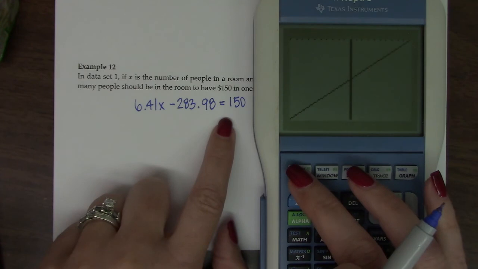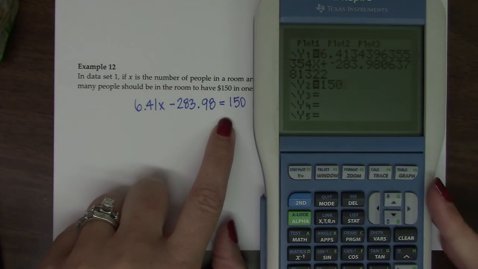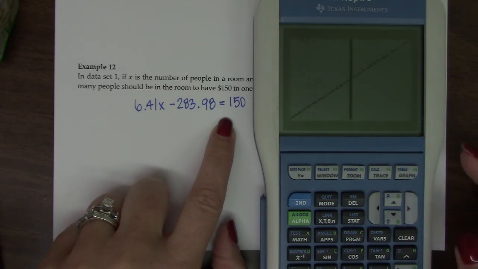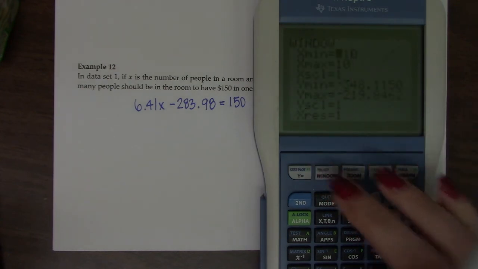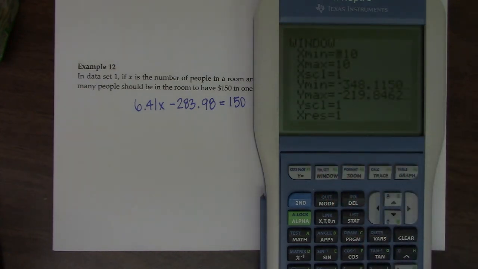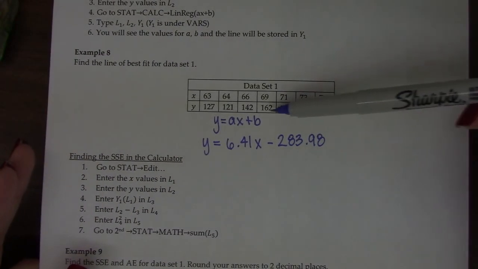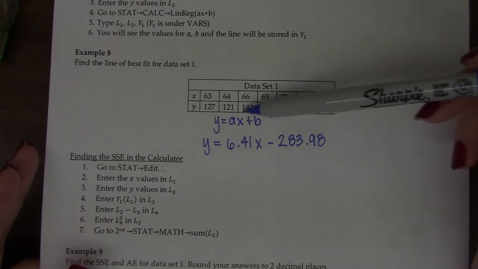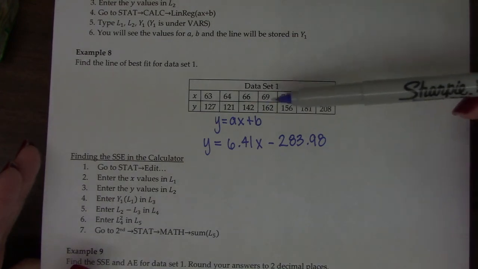But now if I go to y equals and I plug in $150, I want to graph and I want to know, well, when are these two going to intersect? So we're going to have to play around with this for a little bit. So if we go back and look at our window, well, we know on our data set that the lowest X value we had was 63 people, and the biggest X value in our data set was 75 people, and we can see that somewhere around in here is probably where we would hit 150, right? Because we had 142, 162, 156. So somewhere around in here.